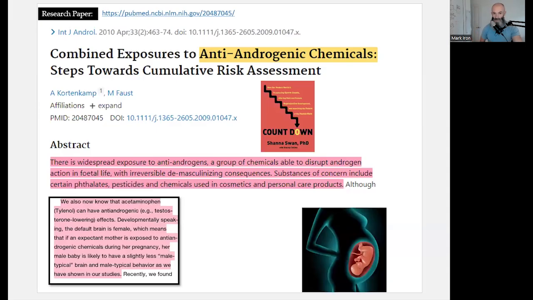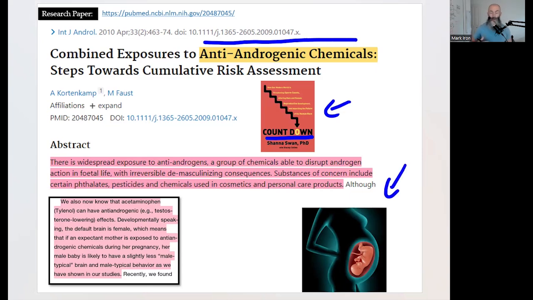If that wasn't enough, check this out. I learned this from Shanna Swan, PhD. So grab this book, Countdown. I should have a link below. But anyway, a lot of these chemicals are anti-androgenic. And if you know someone's pregnant, or maybe you're thinking about having a kid, listen carefully to this, because these chemicals are able to disrupt androgen action in fetal life with irreversible demasculinizing consequences.